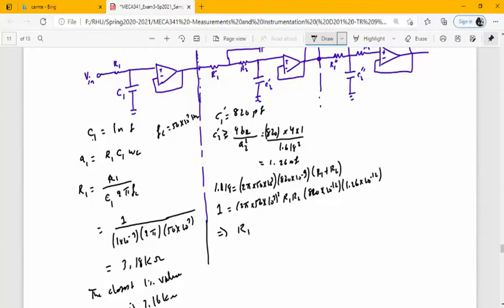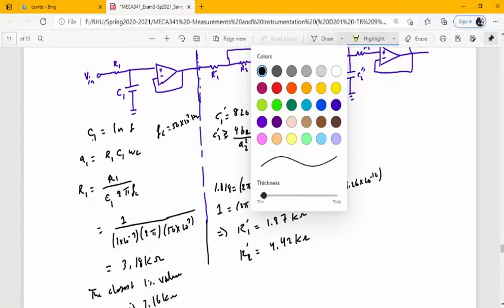R1 is equal to R1 prime, just not to confuse those with the first filter. 1.87 kilo ohm, and R2 prime is equal to 4.42 kilo ohm.